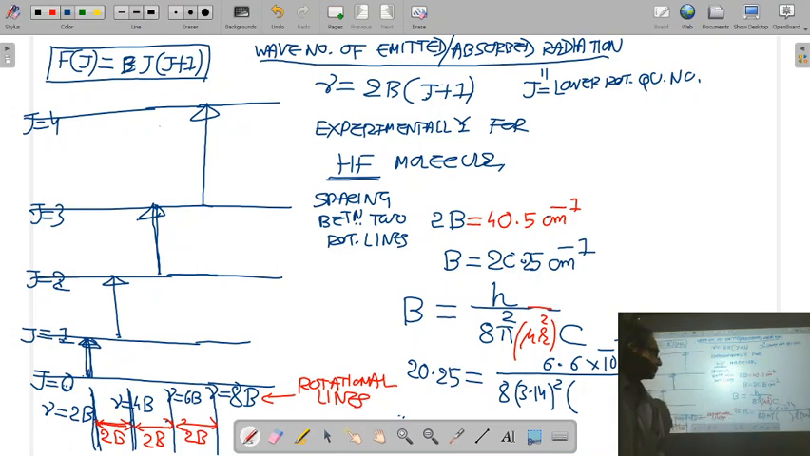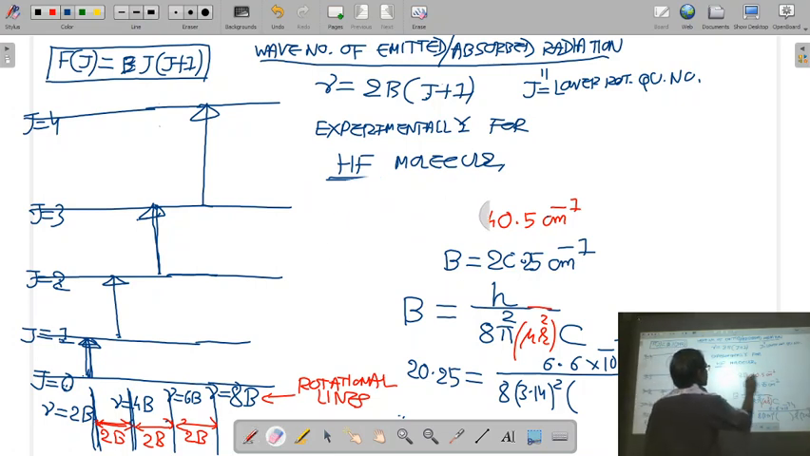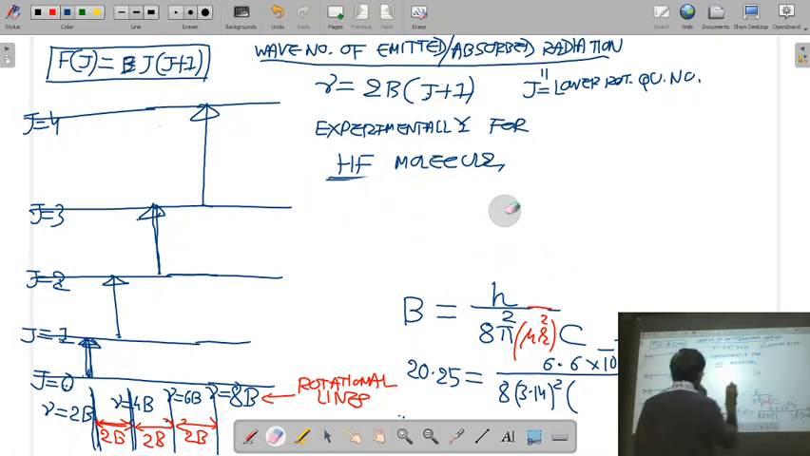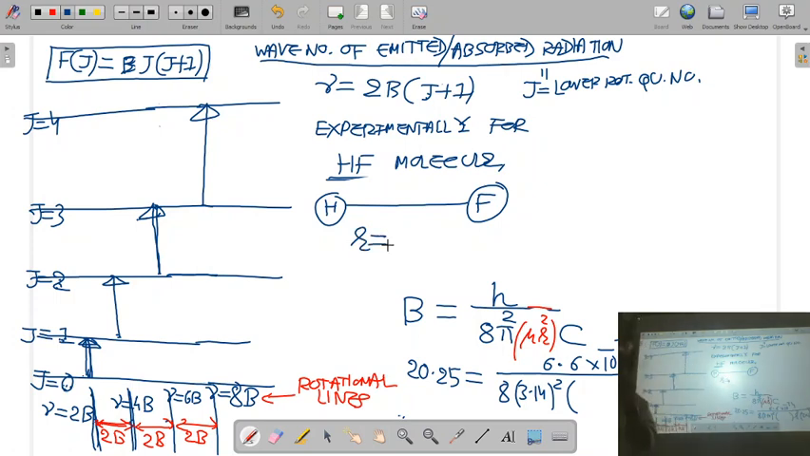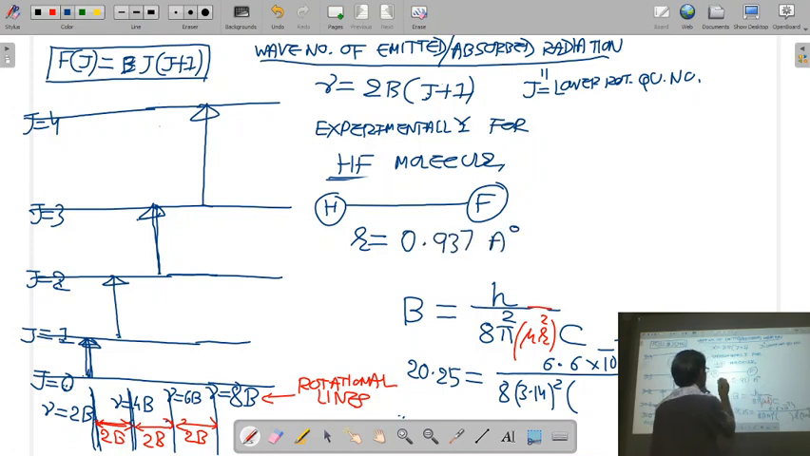Now you can see here that by putting all these values, you can calculate the internuclear distance r. For the HF molecule, from this calculation you can calculate the internuclear distance r. In case of the HF molecule, if you calculate this, it comes out to be 0.937 angstrom.